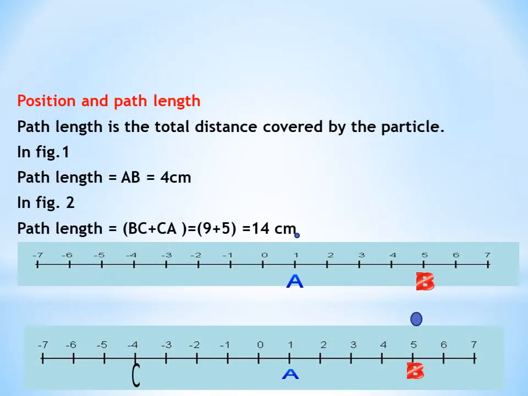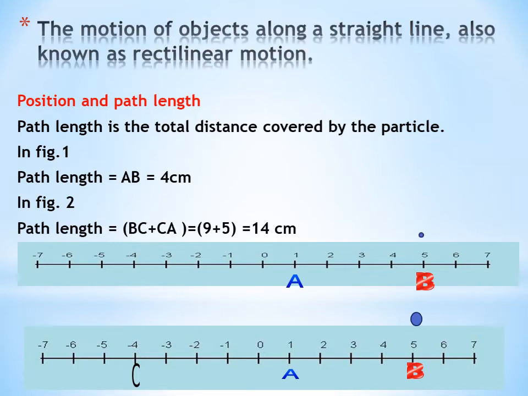Position and path length. Path length is the total distance covered by the particle. In figure 1, we observe the particle initially at point A, and after some time it reaches point B. So the total path length covered by the particle is 4 cm. But in figure 2, initially the particle is at position B, it reaches point C, and finally comes to point A. So the particle covered the distance BC and then CA. The total path length is BC plus CA, which is equal to 14 cm.